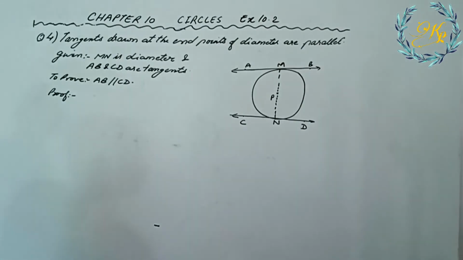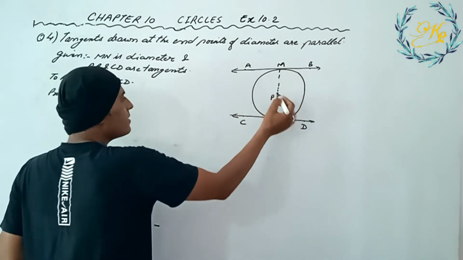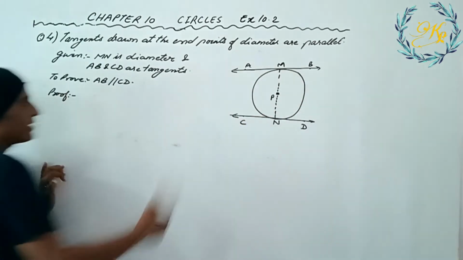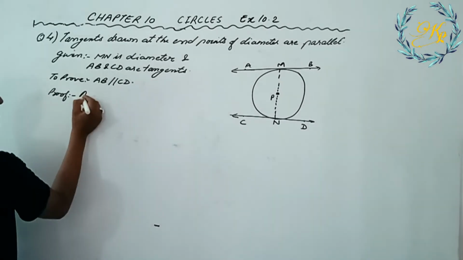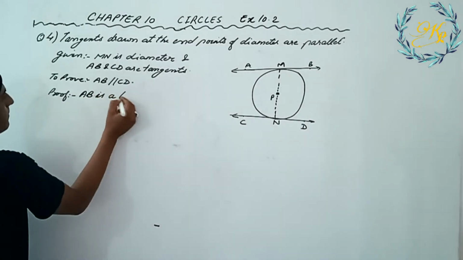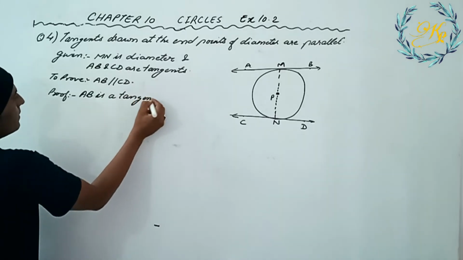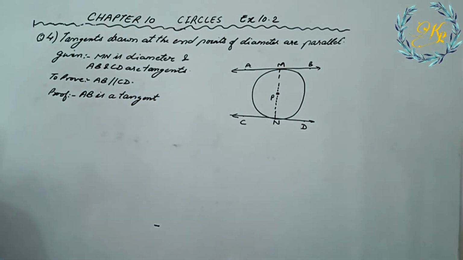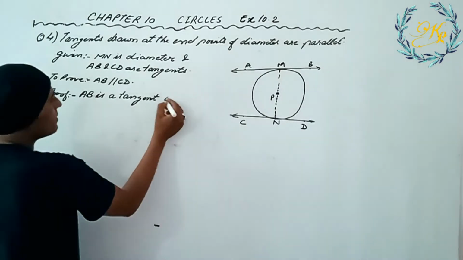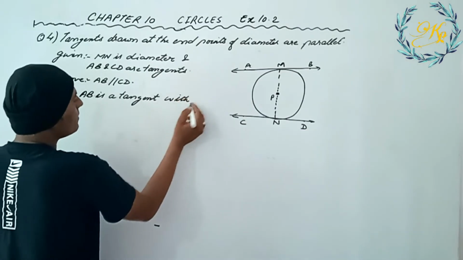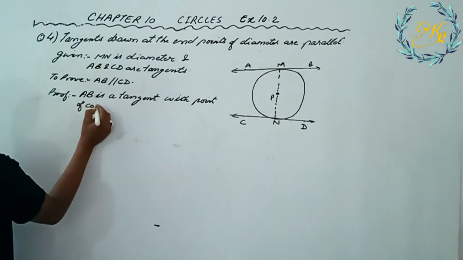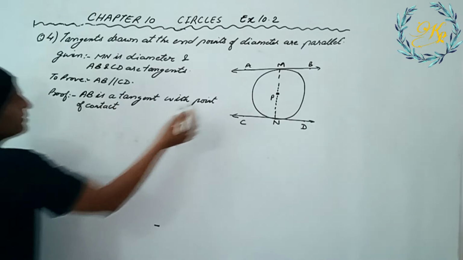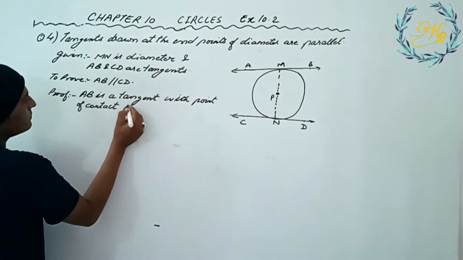So let's begin the proof. In the proof, we'll take tangent AB first from center P. So the very first line that we'll write is: AB is a tangent with point of contact. Now what is the point of contact for AB? M.